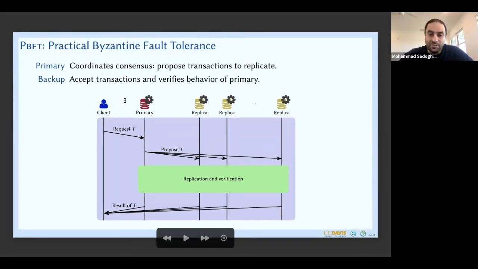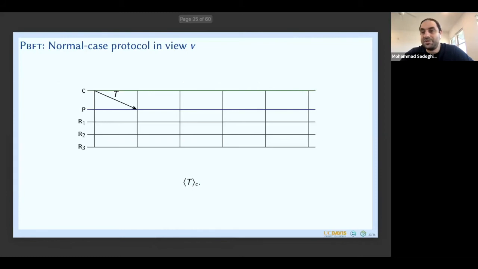One of the replicas becomes primary or a coordinator, and the others just remain serving as replicas. And as long as the majority of them agree on a transaction being added to the ledger, then progress is made. So what does it look like? For simplicity, we assume the client knows who the primary is and sends the transaction T to the primary. The brackets around it mean the request is signed.